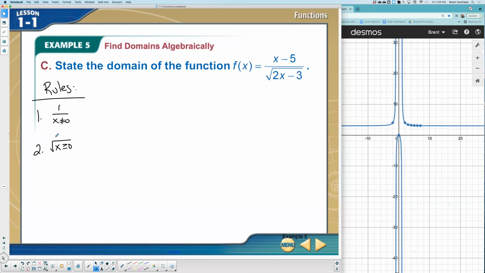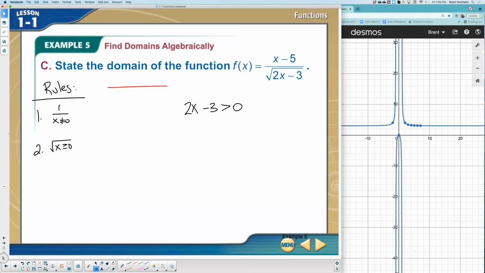Second question. Do you see a square root? Yes. What can you tell me about the inside of the square root? It has to be greater than or equal to 0. So both rules are true. This is saying I cannot equal, this is saying I have to be greater than or equal. Guess what? Since I cannot equal, I'm going to eliminate that. And this time, I'm going to take this denominator, 2x minus 3, and say that has to be greater than 0.